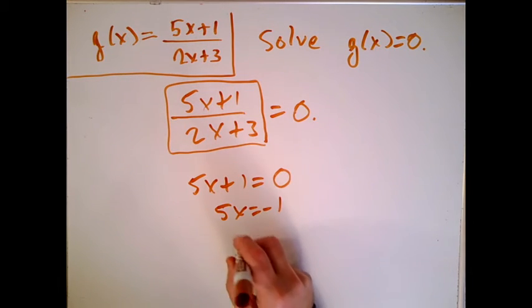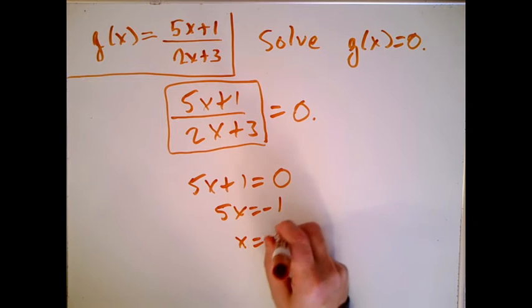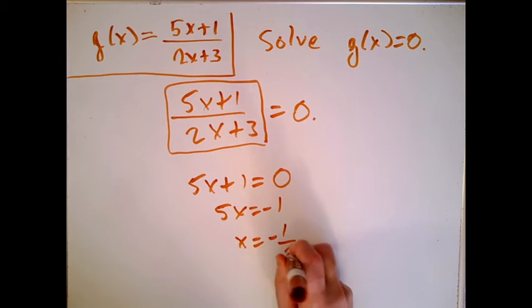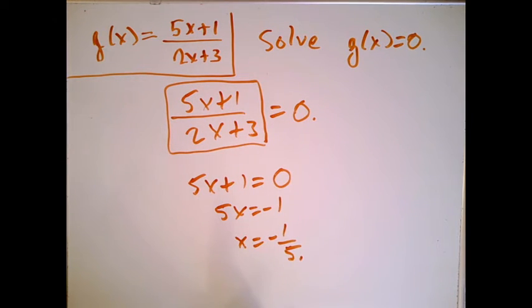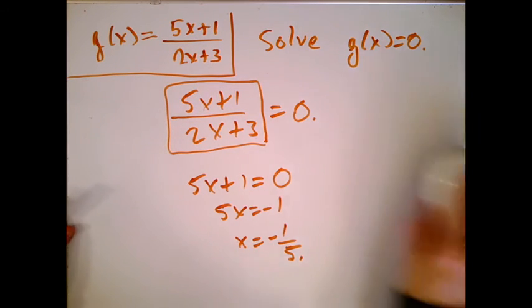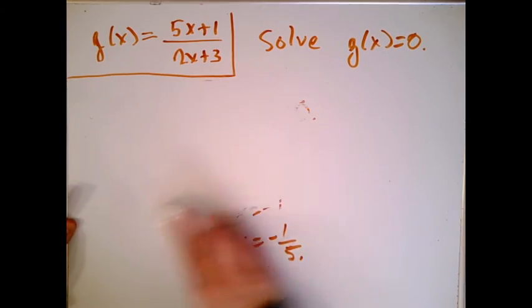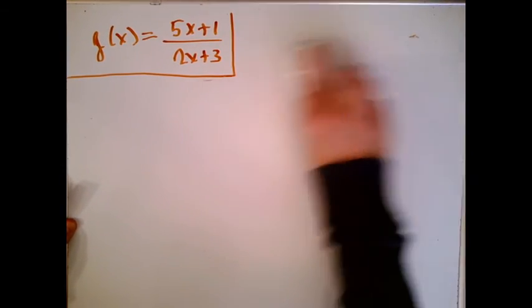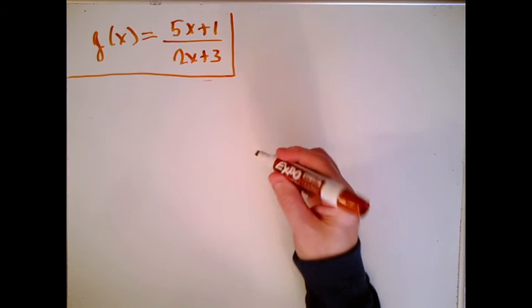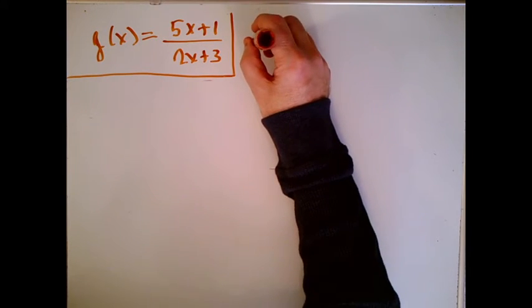Anyways, I set the top equal to 0, I subtract 1 from both sides, I divide by 5, I get x equals minus 1/5, and that is the correct number to plug back into g of x, so they get a 0 on top and not a 0 on bottom. So that's the second kind of output that very often we're going to be asked to find. The third one is also very, very common, and we'll talk about why it's common, but we'll try it first.